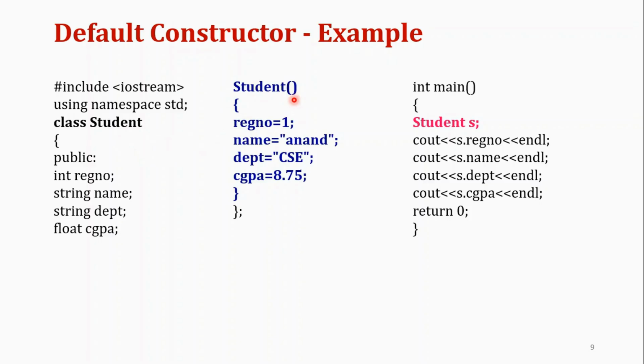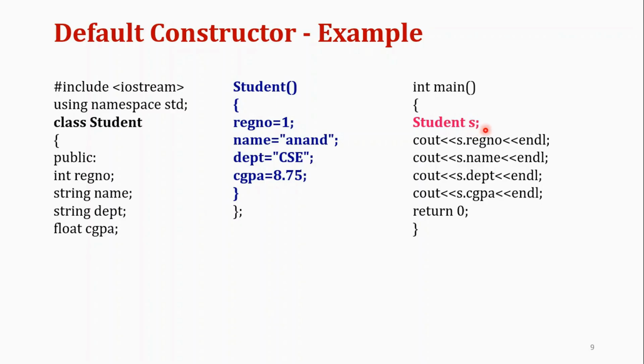So this is what is called a default constructor, and the default constructor is initializing the register number, name, department, CGPA respectively, and end of the function and end of the class. So in the main function, I'm creating the object. So class name, space, and identifier. So S is the object of the student class.